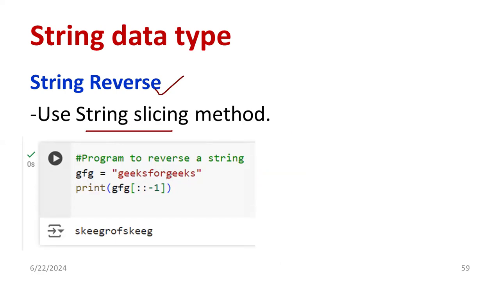Let us consider the string GEEKS. You know that a string is represented by either single inverted commas, double inverted commas, or triple inverted commas. Now I will apply the string slicing method. I store the string in a variable called GFG. Then GFG, and you open the square bracket.